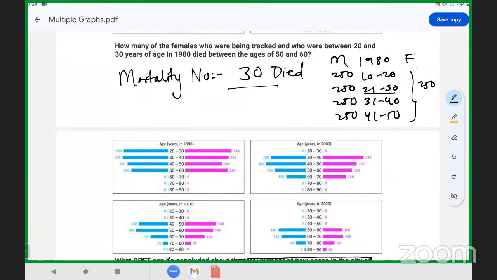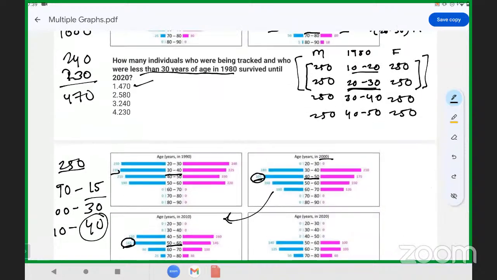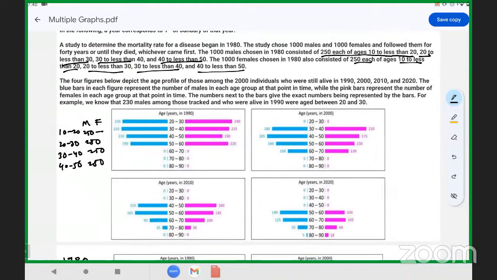So let's revise the set again. We started with the data of 1980, that is 250 male and female each of the 10 to 20 age bracket, 20 to 30, 30 to 40, 40 to 50, and so on. With the years increasing by 10, this 10 to 20 will become 20 to 30, 30 to 40, then 40 to 50, then 50 to 60. And those who were already in 50 to 60 will become 60 to 70, then 70 to 80, and 80 to 90. So this was the 10 year age increase.